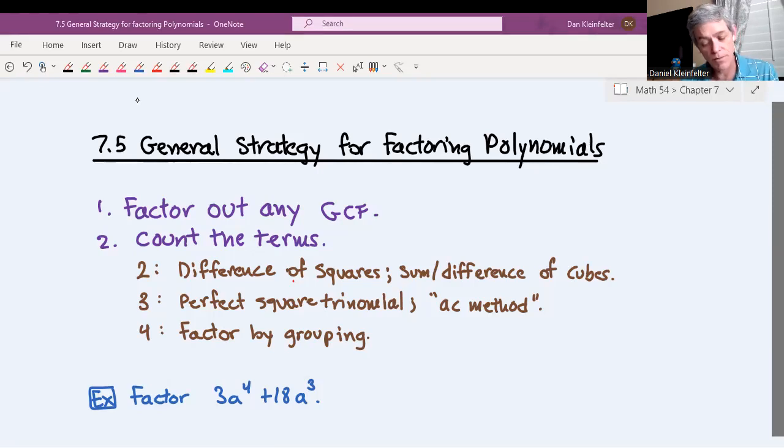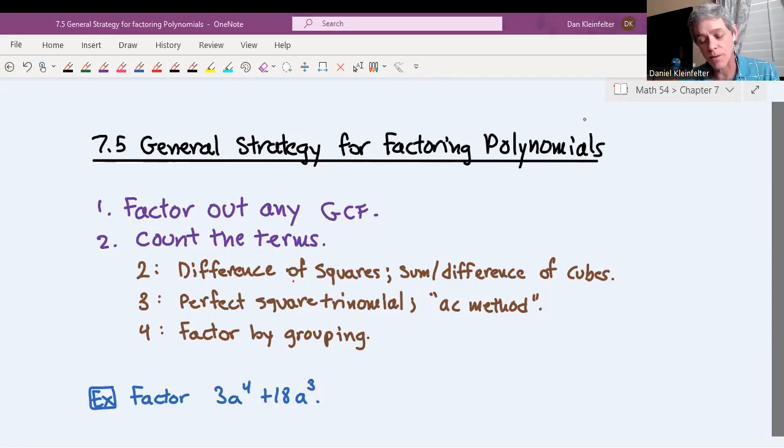For 2 terms, check and see if it's a difference of squares. If not, it might be a sum or difference of cubes, which was what we just did recently. So if it's 2 terms, it's going to be a difference of squares or a sum or difference of cubes. Notice that there isn't a sum of squares here, just difference of squares, and sum or difference of cubes.